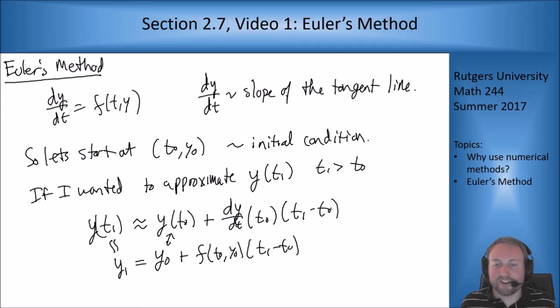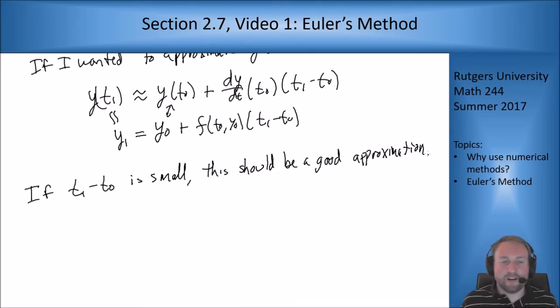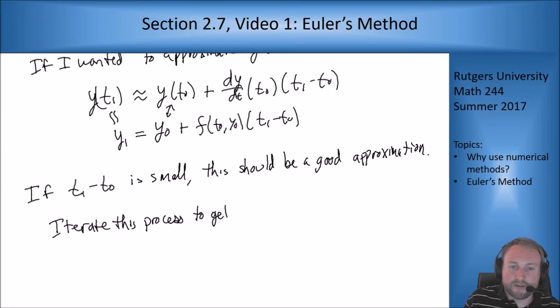The thought is we can just keep iterating this forward and forward and just keep moving further down in time. And the thought is that if t1 minus t0 is small, this should be a good approximation. We'll talk about what we mean by that in the next couple of videos, but if it's small enough, then the tangent line should be relatively close to the actual slope, and it shouldn't be too far off as we move down through the curve. Now, to get solutions for larger times, we want to iterate this process to get the solution at later times.